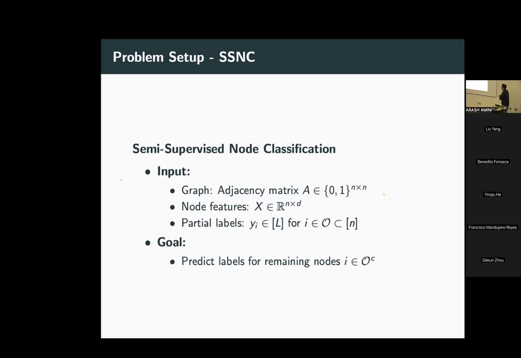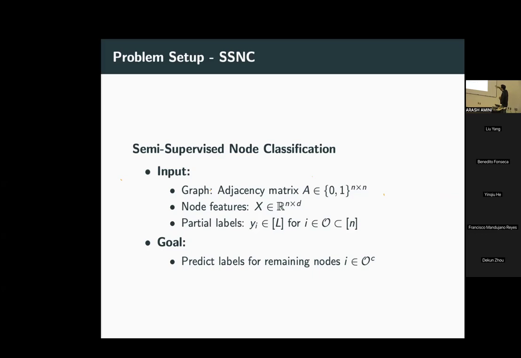The problem that we studied is a simplified problem, often called semi-supervised node classification. The inputs are listed there. You have a graph, which is given in the form of an adjacency matrix. It's a binary matrix, n by n, and the ijth entry tells you whether there's an edge between node i and node j. That's the classical way of representing a graph as a matrix.